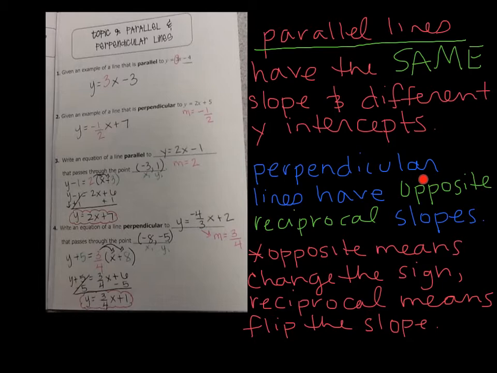Perpendicular is a little bit trickier. Remember, perpendicular lines cross to form a 90-degree angle, and so they have opposite reciprocal slopes. Opposite means change the sign. Reciprocal means flip the slope. And what that means is, for example, right here, I have a slope of -4/3. The opposite reciprocal of that would be positive because this one's negative, and the reciprocal means I flip that fraction and it becomes 3/4. So a line that is perpendicular to this line would have a slope of positive 3/4.